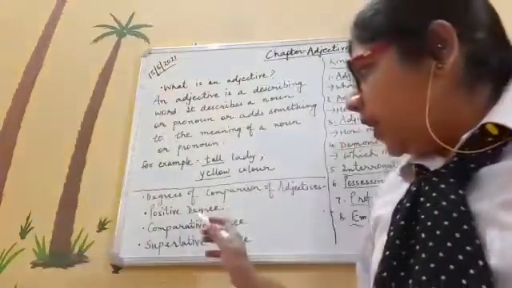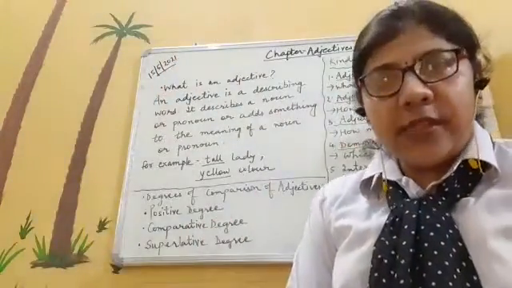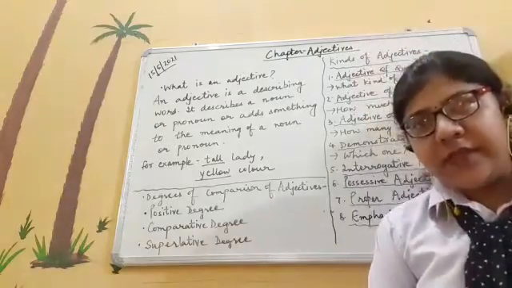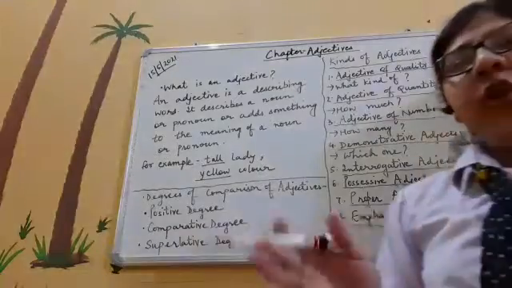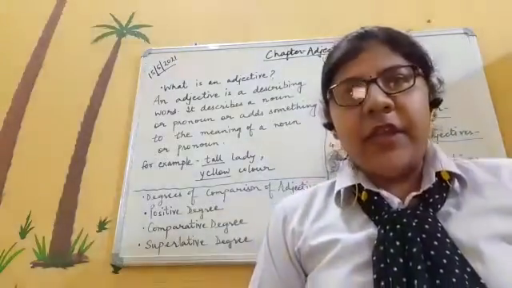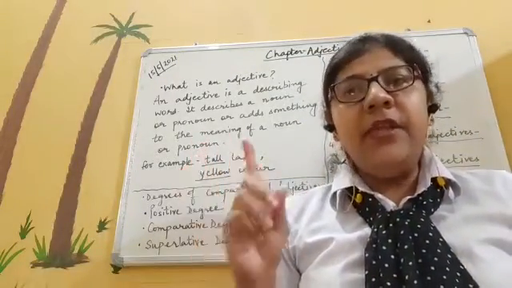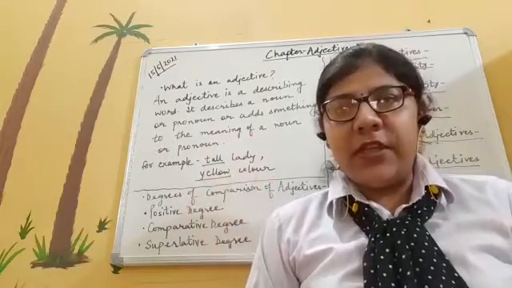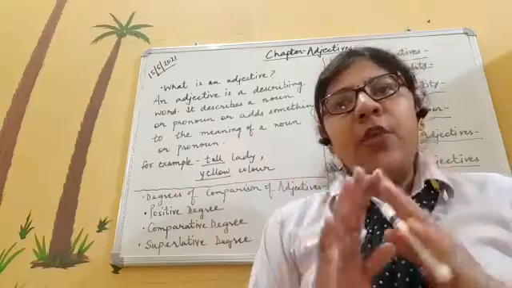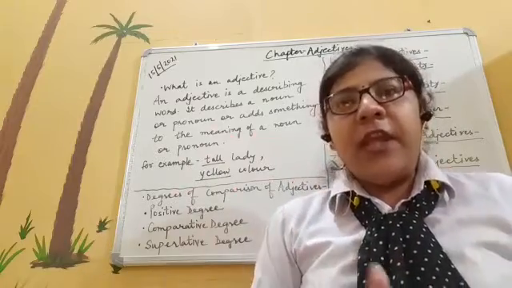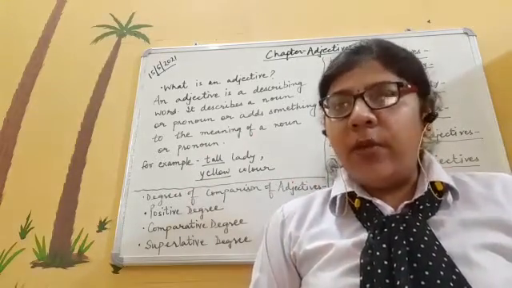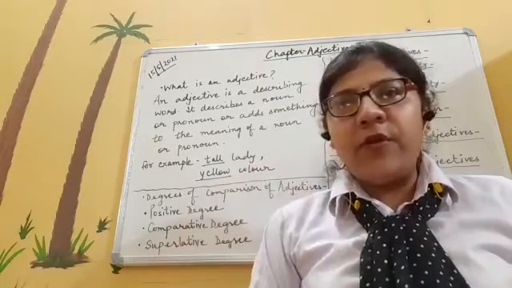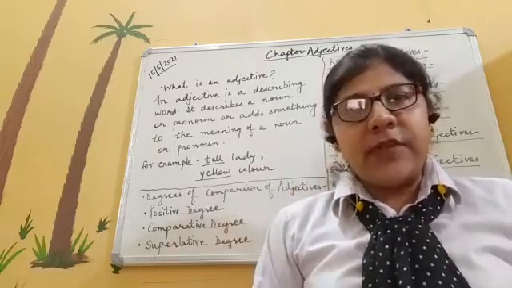Now, we will be dealing with another concept, that is degrees of comparison of adjectives. If you remember, there are 3 degrees of comparison: positive degree, comparative degree and superlative degree. Positive degree means no comparison at all. Like if I say he is a tall boy, you can see that no comparison is there, I am only talking about him. So tall will be a positive degree.